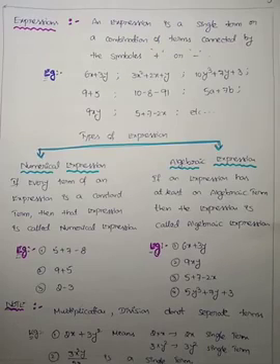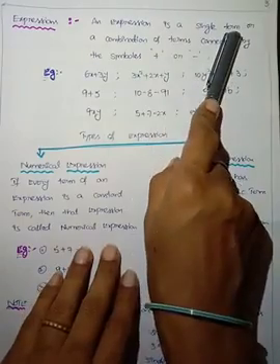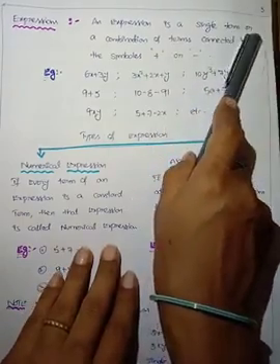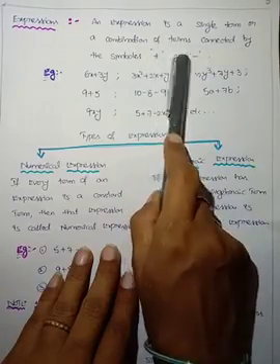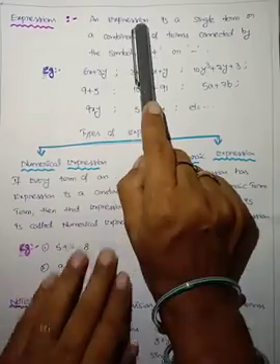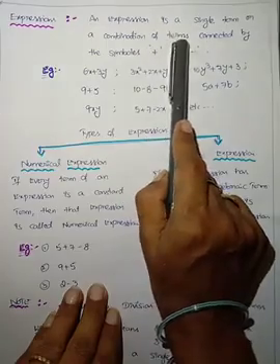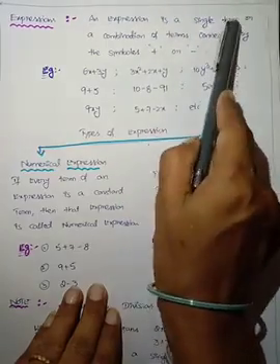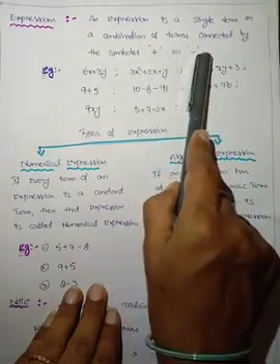Okay, now we are learning about expressions. An expression is a single term or a combination of terms connected by the symbols addition or subtraction. Once again, please listen to the definition. An expression is a single term or a combination of terms connected by the symbols addition or subtraction.